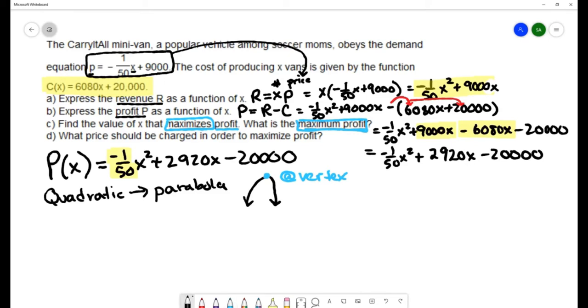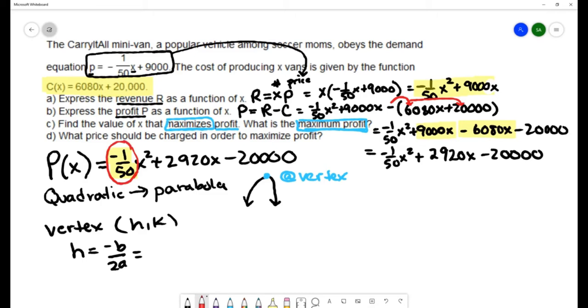We do have a formula for finding the vertex. The vertex is an ordered pair (h, k), and our formula for h is negative b over 2a. So in this function, we have a being negative 1/50, b being 2,920. So a is always the coefficient of the squared term, and b is the coefficient of the x term.